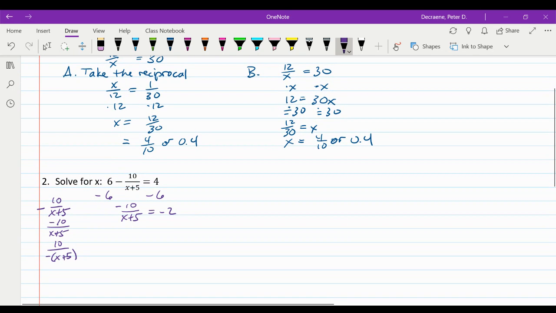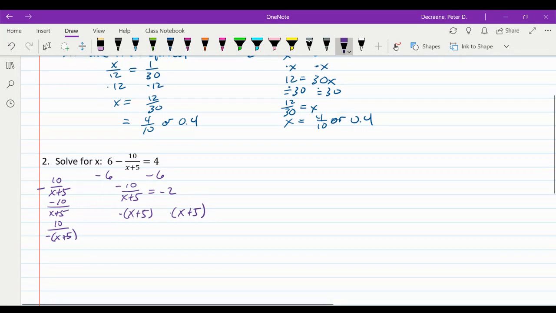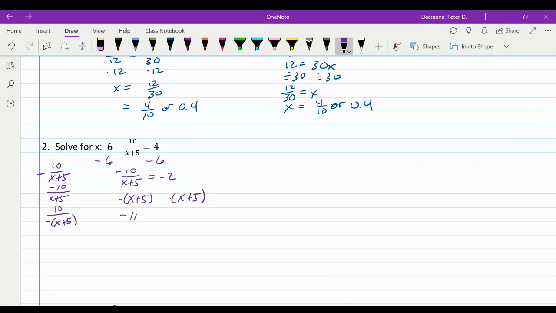Now in the last problem, we took the reciprocal of both sides. When the problems get a little more complicated, though, when we've got more stuff going on, I like to do method B, where we multiply both sides by the denominator. So now the denominator is x plus 5, so we multiply by x plus 5. Keep that in parentheses, because we're multiplying by that whole quantity. So we're going to get -10 equals -2 times the quantity x plus 5.